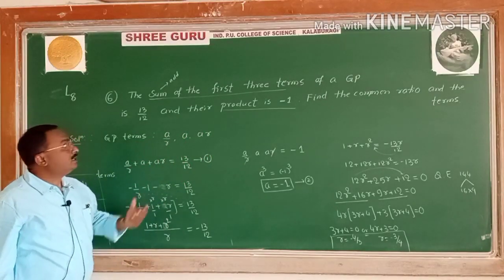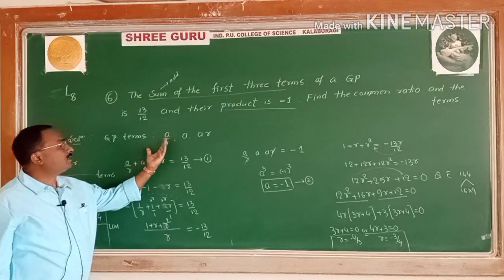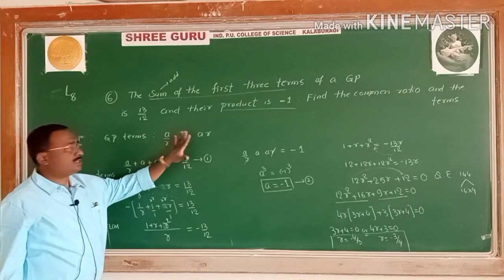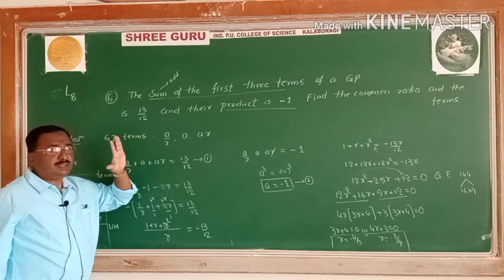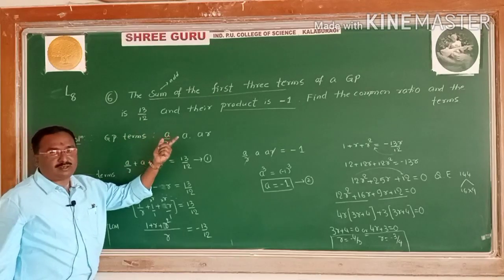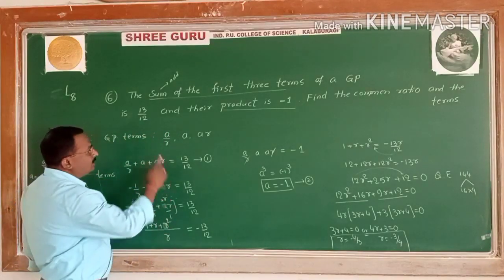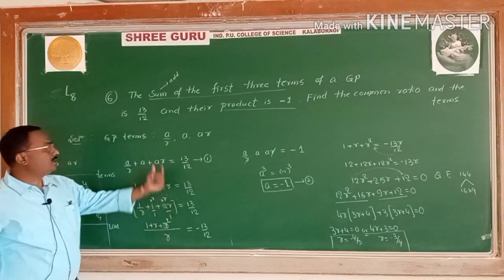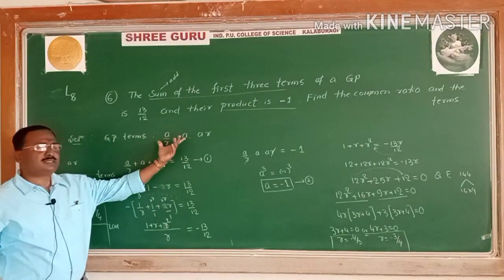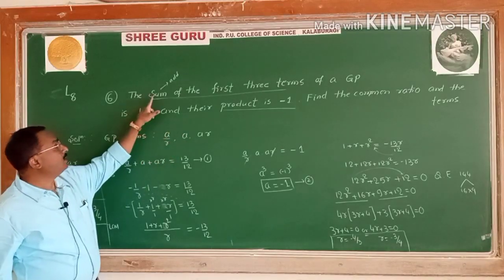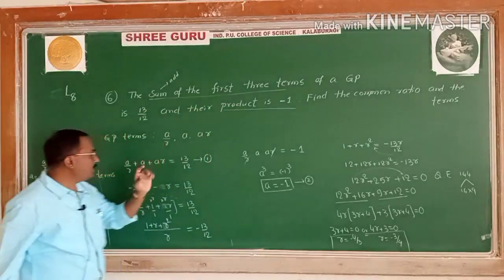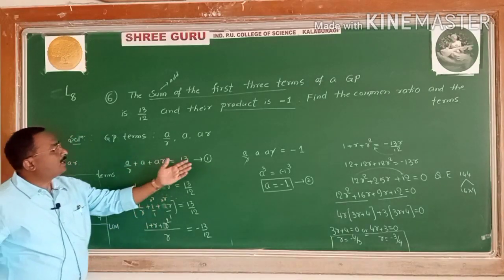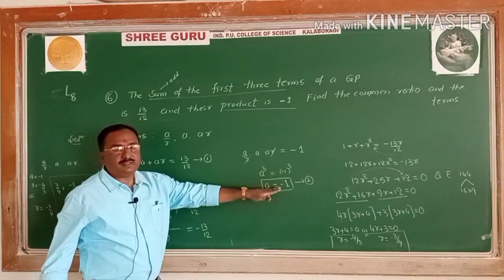Here the first 3 terms of the GP are in this form. Keep in your mind: A by R, A, AR. Just keep that in mind. The first 3 terms of the GP, their product should be minus 1. Apply this condition. A by R, A, AR, the common ratio is the same. Sum means add, product means multiplication. Sum means this one. Simplify. And the product is what? Minus 1. The A value exists.